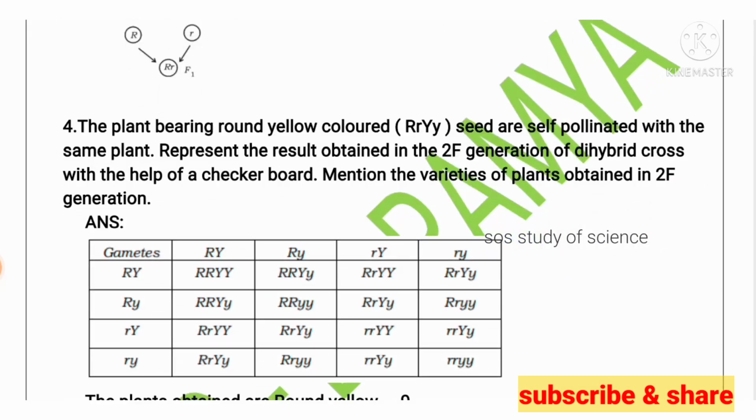Moving to the fourth question, again I am asking one more question based on the CHAKKAR board only, because sometimes the CHAKKAR boards are given for 3 marks, sometimes for 4 marks. You can expect either monohybrid or dihybrid. The next question: the plants bearing the round yellow colored seeds are self-pollinated with the same plant. Represent the result obtained in the F2 generation of the dihybrid cross. With the help of the CHAKKAR board, mention the variety of plants obtained in the F2 generation.